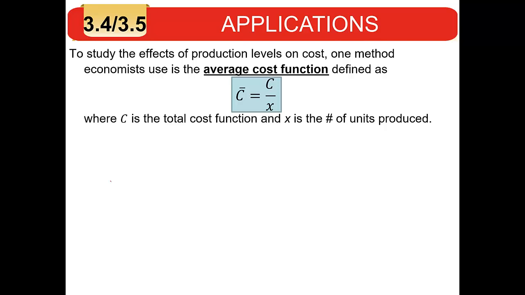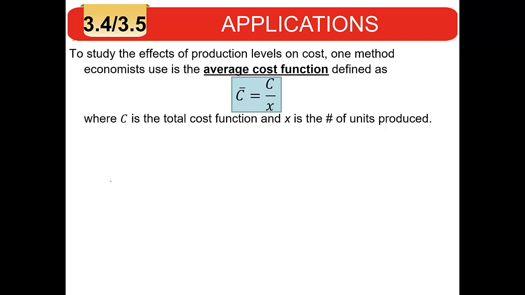So when I called it average cost before, I never gave it a symbol, but the symbol is to take the variable and put a little horizontal bar above it. So C bar is the average cost, and it's the same thing as when we worked the average cost earlier. You take the total cost and divide by the number of units. So it's capital C over x. Average cost is total over x.